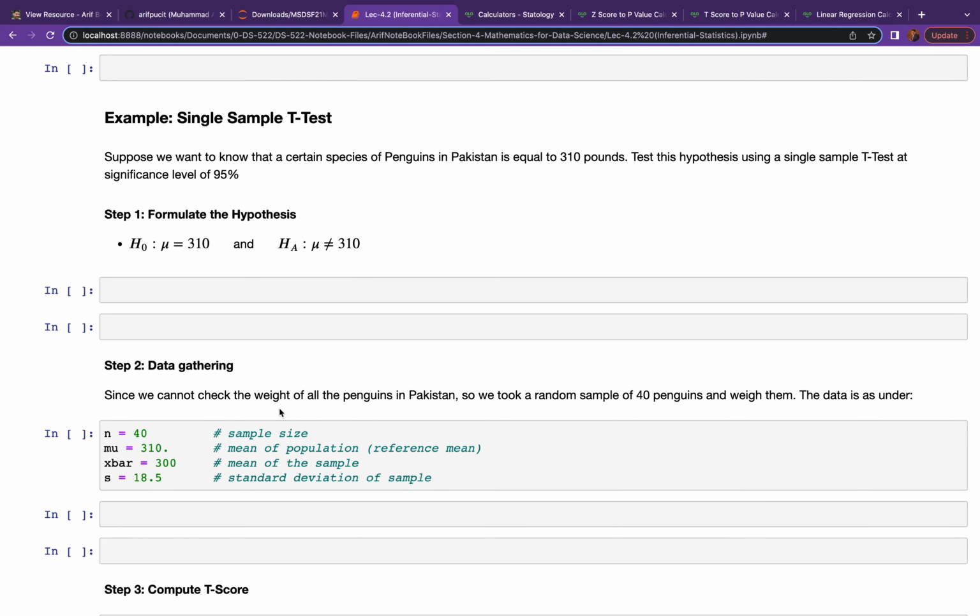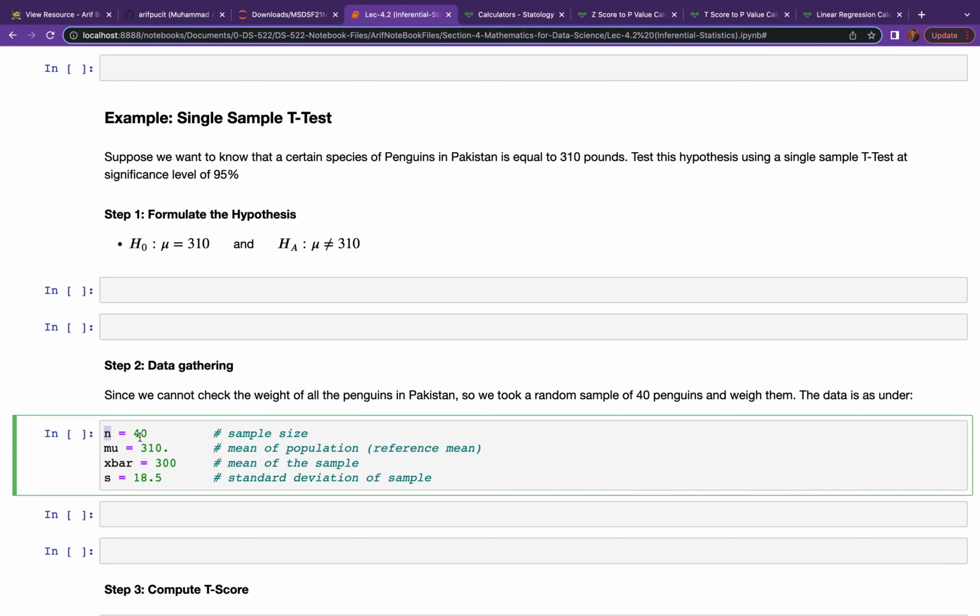First of all, we need to gather the data. Naturally, we cannot check the weight of all the penguins in Pakistan, so we took a random sample of 40 penguins, n is equal to 40, and weighed them. And this is the data that we have got.